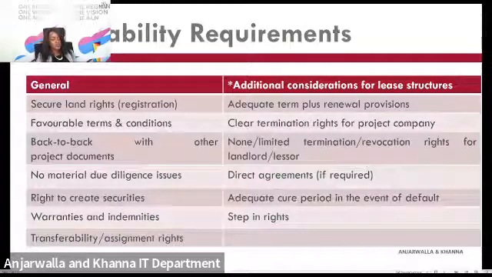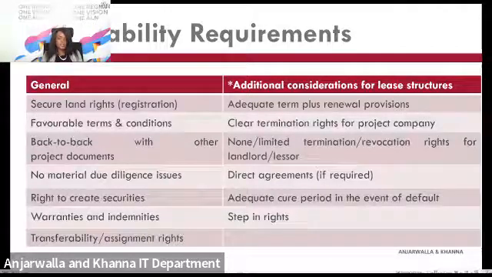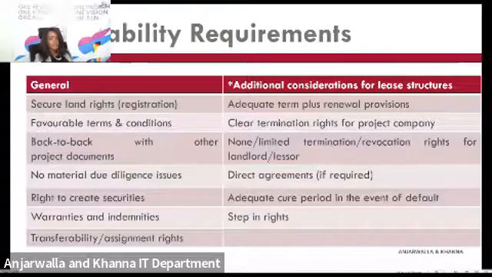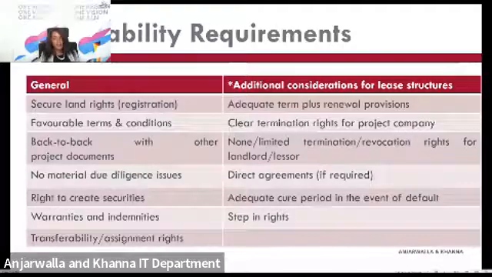Then there should be sufficient warranties and indemnities from the counterparties, including the landowners, when it comes to the land agreements. Then the land rights must be capable of being transferred. So if, for example, the project company is unable to fulfill its obligations, the lenders and other counterparties would want to know that these land rights can be transferred to a different company that will then be able to proceed and finalize the project. There are certain additional requirements that must be satisfied if the project company has acquired the land rights by way of a lease structure.